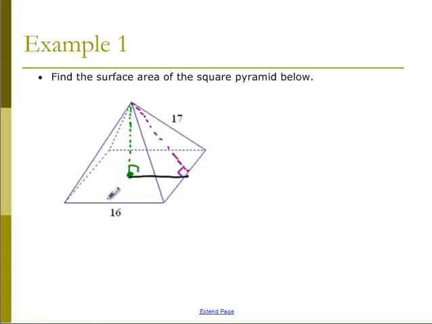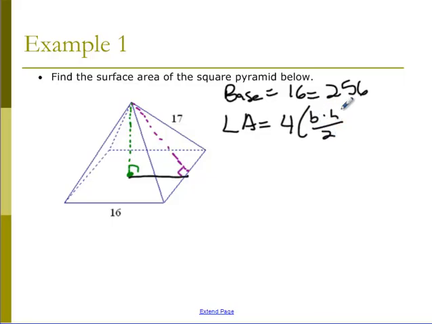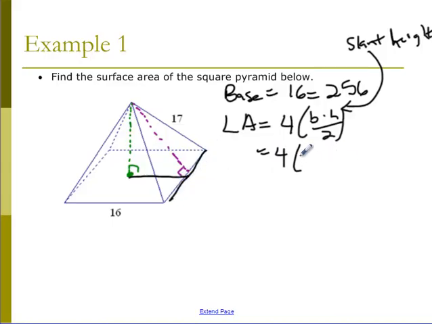Okay, so first off, this is a square pyramid, so our base is a square. That's 16 squared, or 256. The lateral area is 4 triangles, so 4 times base times height divided by 2. This height here has to be the slant height. So 4 times the base. The base of the actual triangle is 16. The height of the triangle is the line in purple. Since the base is 16, I can split that into 8 and 8, and this is a right angle. So 8, what, and 17 form a right triangle, and the answer is 15.